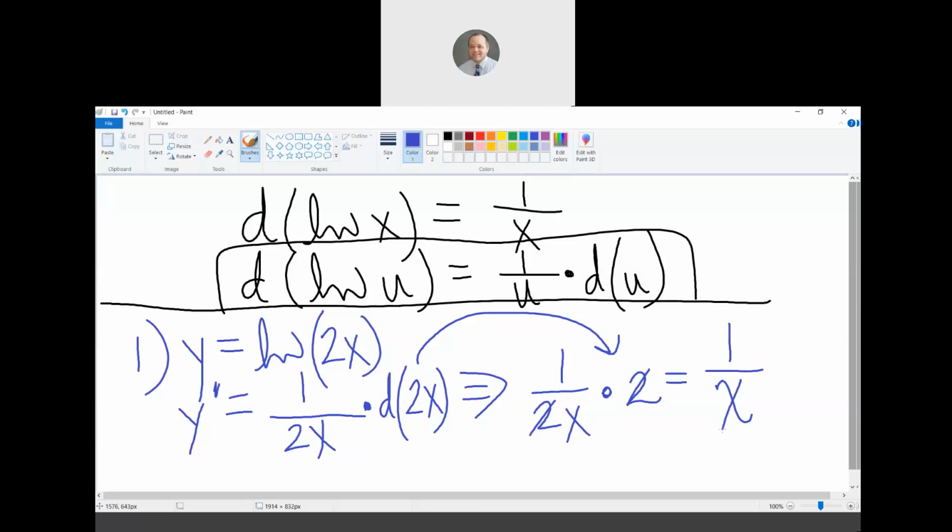So let me just walk you through the rule that we used here. Anytime you got natural log of something besides x, you automatically put 1 over that something, whatever it is. In this case, it was 2x. And then you take the derivative of that particular something. Again, we just took the derivative of 2x here.